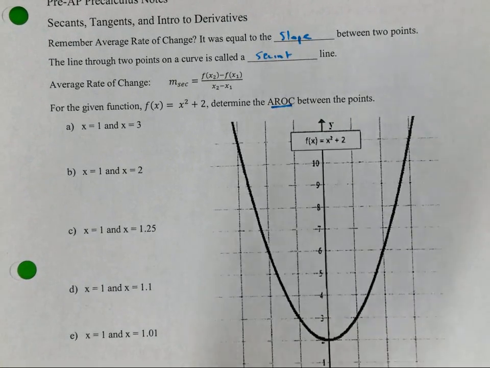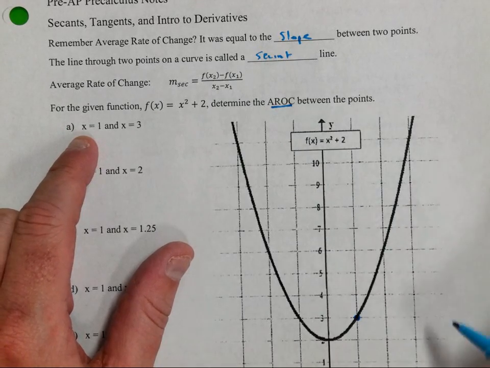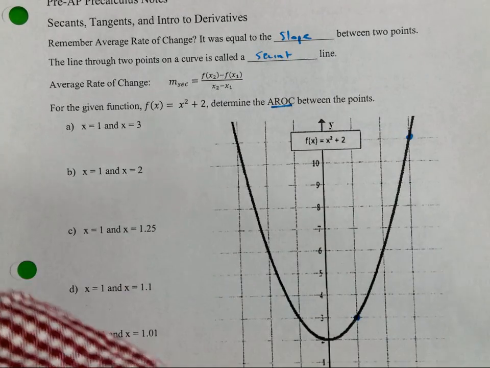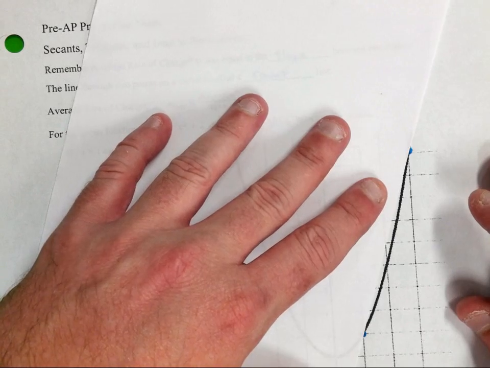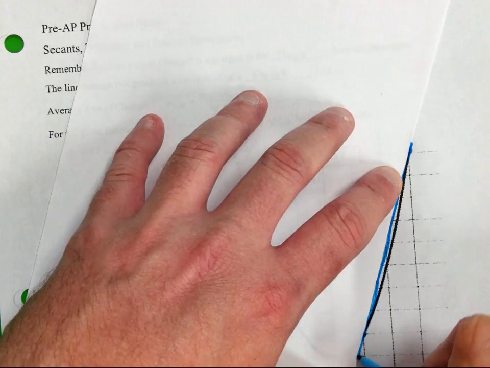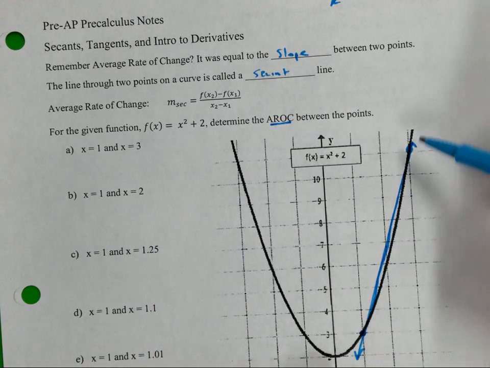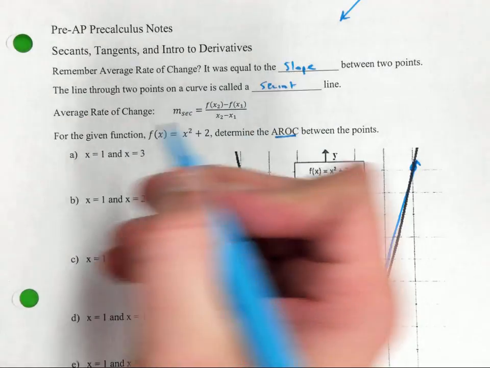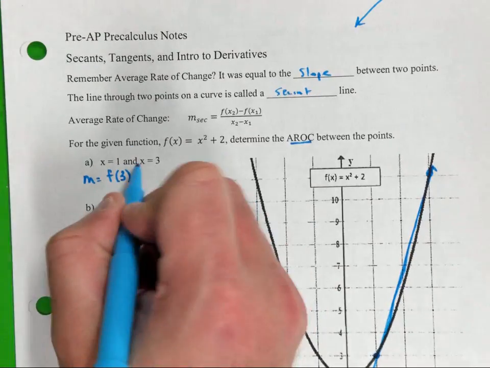Now, I want to find the average rate of change between x equals 1 and x equals 3 up here. And when I'm doing that, I'm finding the slope of this secant line right there. I want to find the average rate of change of that secant line that connects those 2 points. So we're going to find it algebraically. Let's set it up. F of what? 3 minus what?